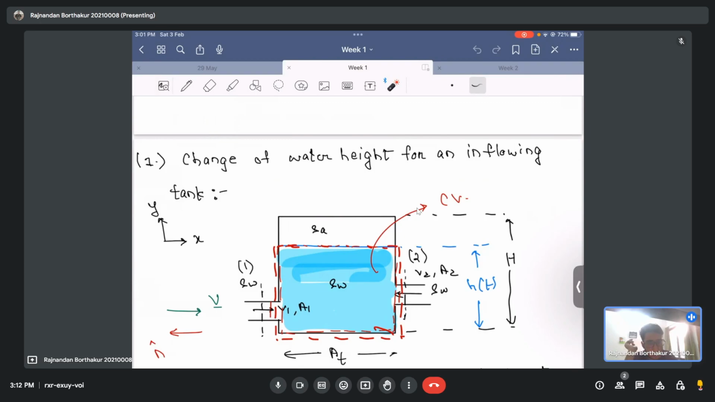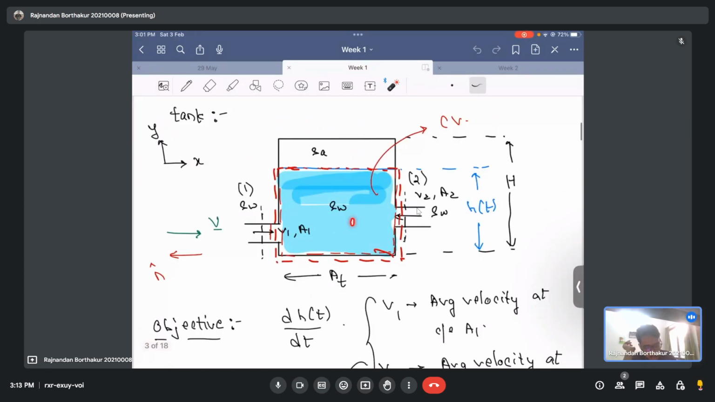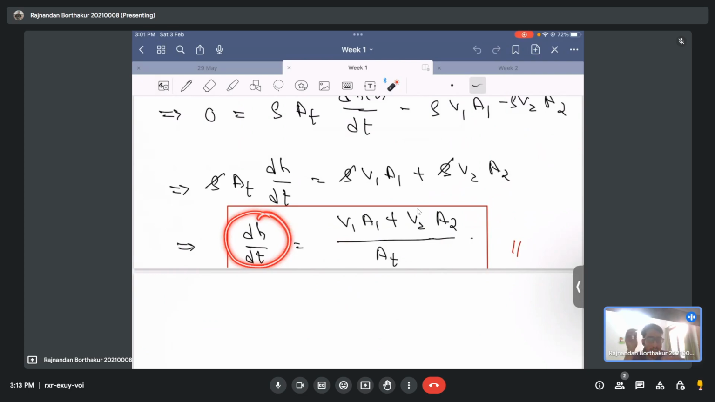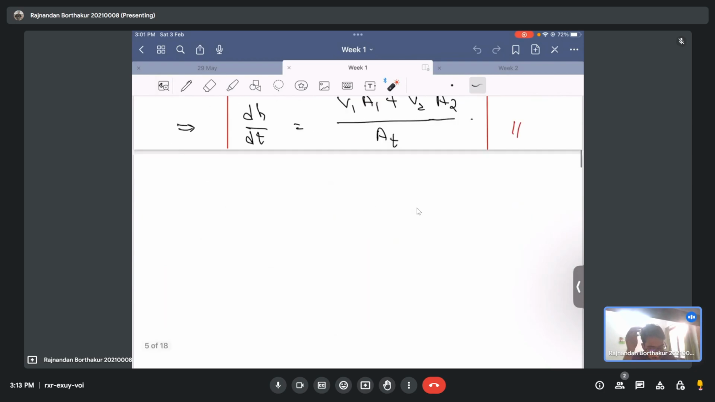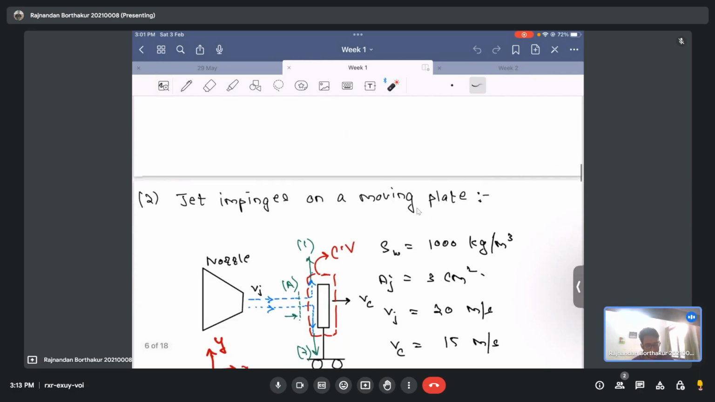In last week, we solved some problems related to the Reynolds transport theorem. We applied the Reynolds transport theorem for calculating the rate at which a water level would rise for an inflowing tank. We eventually derived an expression for the rate of change of that height h, which is a function of time, and saw how it is related to the inlet velocities at the cross-sectional areas and to the area of the tank. This is where we applied the Reynolds transport theorem for mass conservation.